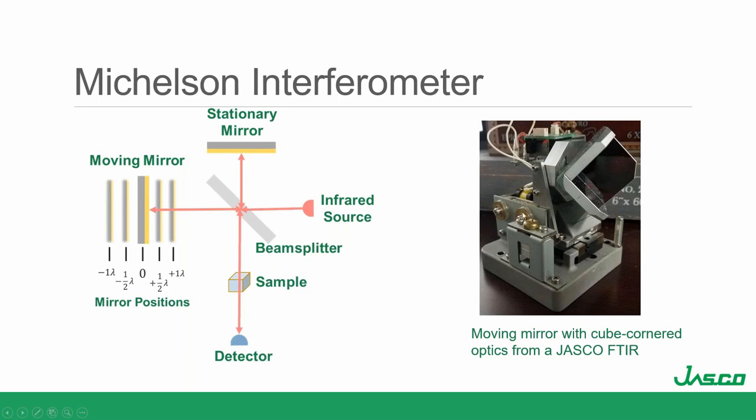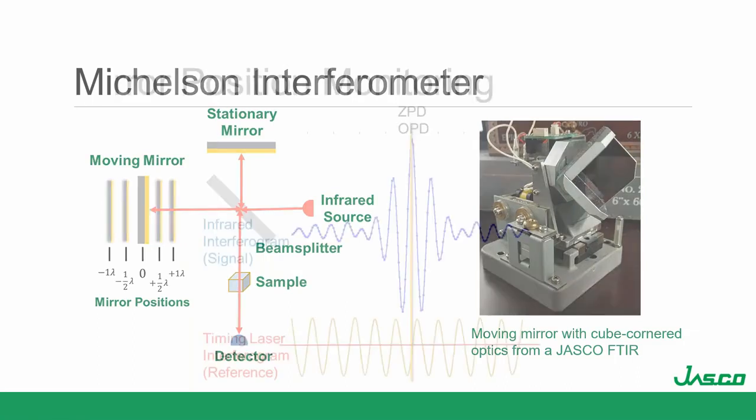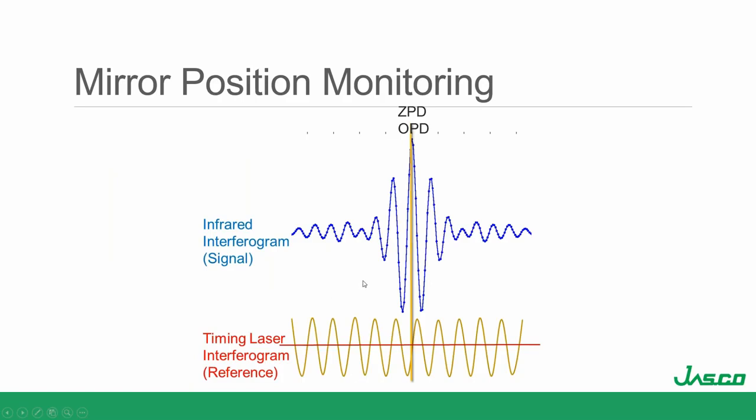This is an actual moving mirror assembly for one of the JASCO products. You can see it has a retro reflector on it, so if there's any kind of jitter or vibration, it's not going to go out of alignment. The moving mirror causes destructive or constructive interference as it moves from its zero position to out of phase.